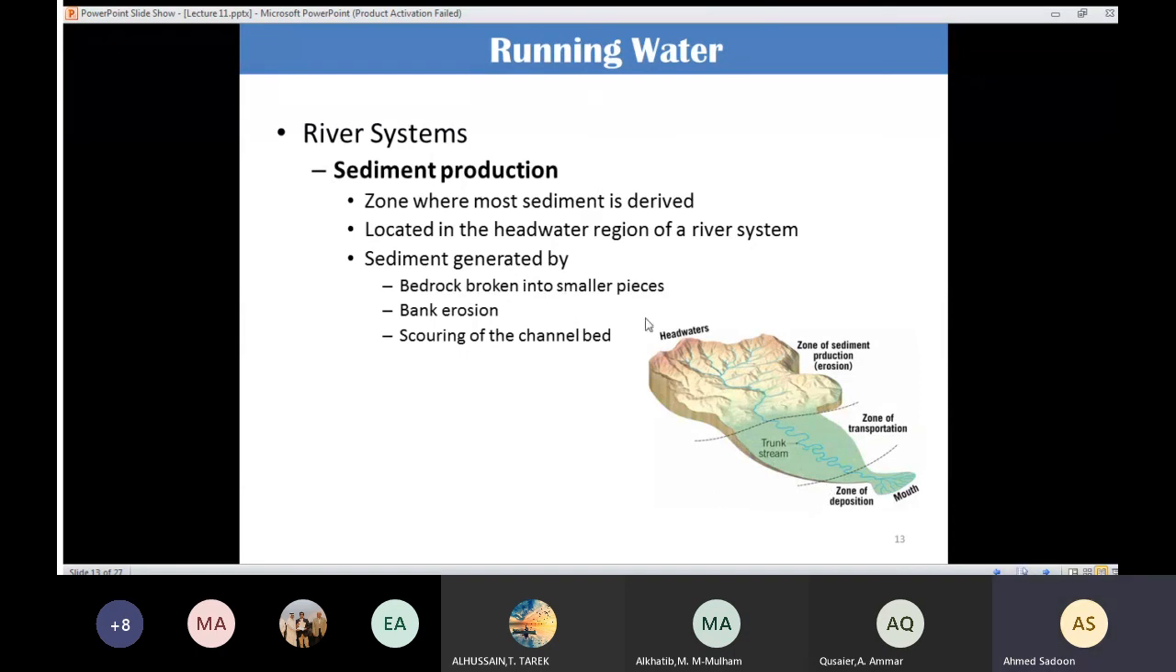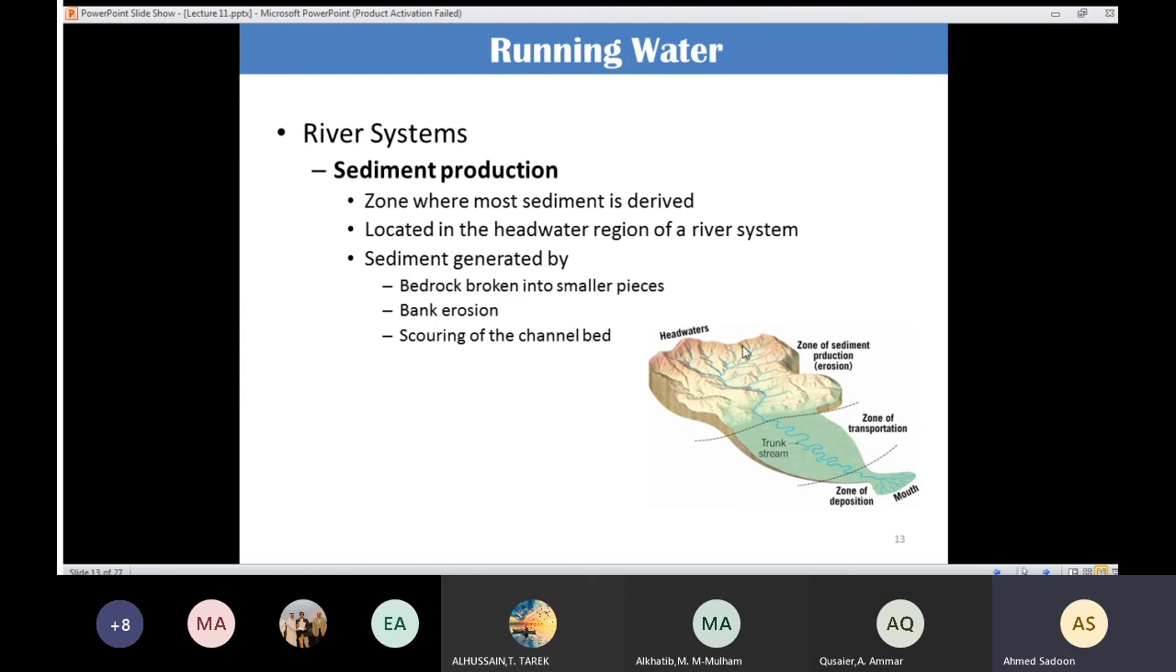So let's start with the first one, the zone of sediment production. This is the zone where most sediment is derived, which means that we will get most of the sediment from that area, and it is located in the headwater region. We call this the headwater region, the beginning of the river. The sediment is generated by three things. It could be from bedrock broken into smaller pieces. So we have bedrock here, and of course the physical weathering and the chemical weathering.